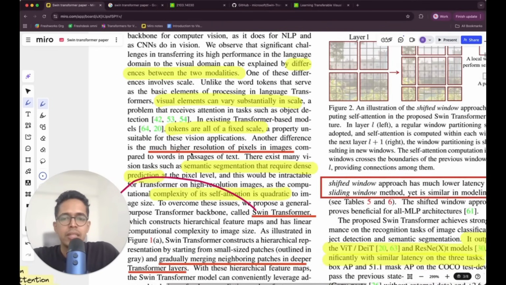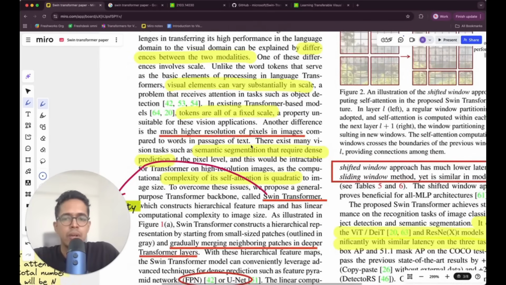Another difference is the much higher resolution of pixels in images compared to words in passages of text. So if we zoom in on the text and look at a word, versus if we zoom in on an image and look at a pixel, it is even more zoomed in, basically, because a pixel carries no meaning. You're zooming in too much when you are looking at a pixel level. So to consider pixels as tokens is impossible. Words or subwords still carry meaning. You can zoom in on a book, on a page, on a paragraph, into a sentence, into a word, into a subword. You will still retain some meaning. That's not the case with pixels.